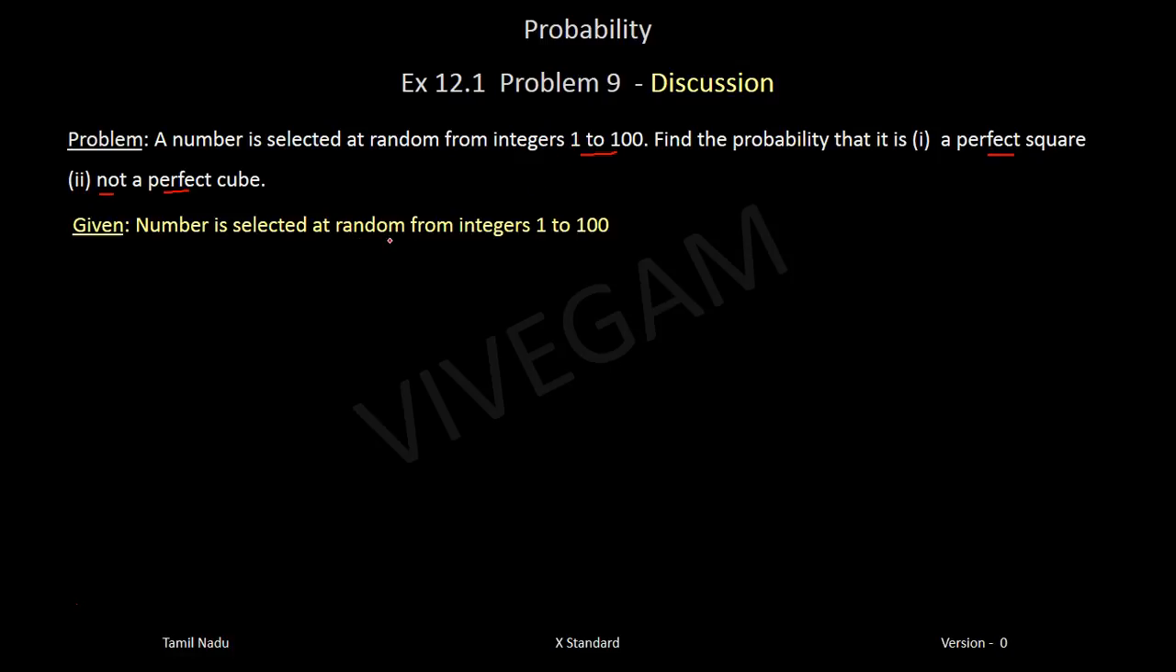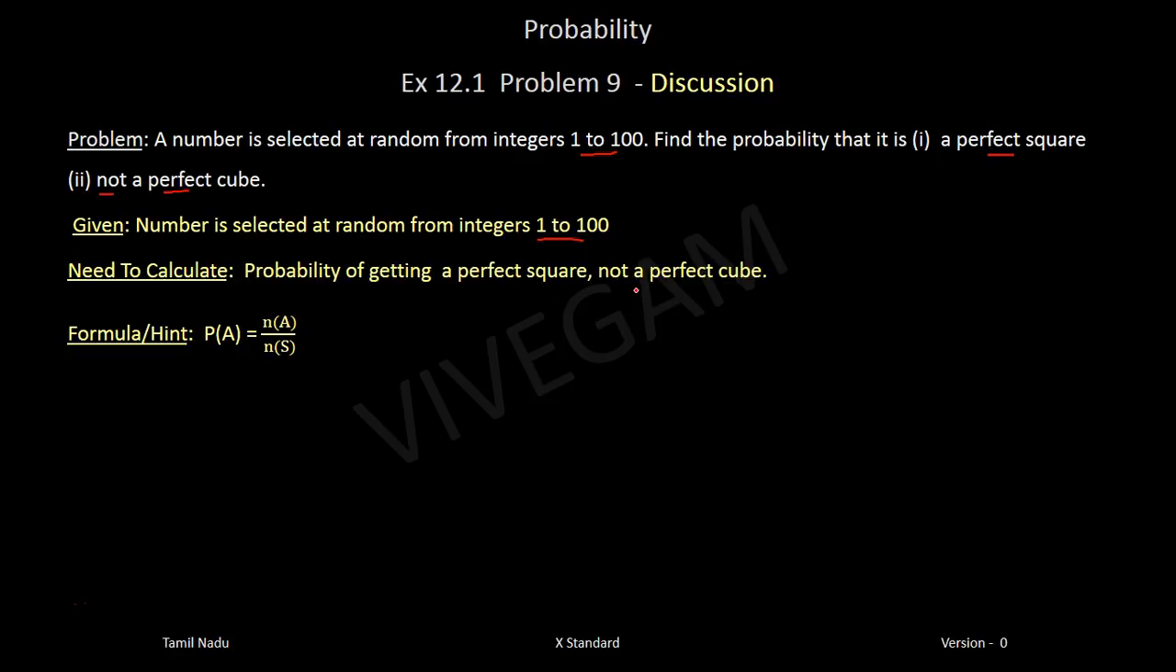A number is selected from integers 1 to 100. Actually, numbers 1 to 100 are given. We are asked to find the probability of getting a perfect square and not a perfect cube. Formula is the same. P of A is n of A divided by n of S. Okay. So, now list the sample space. First step in all these cases is to list the sample space and find n of S. So, what is the sample space? 1, 2, 3, 4, 5, dot, dot, dot, up to 100. And what is n of S? There are 100 numbers. So, n of S is 100.